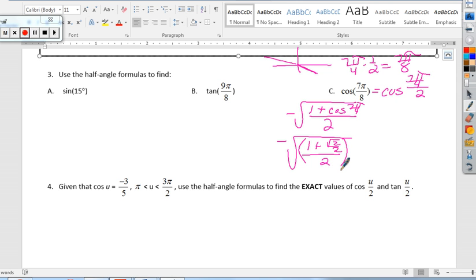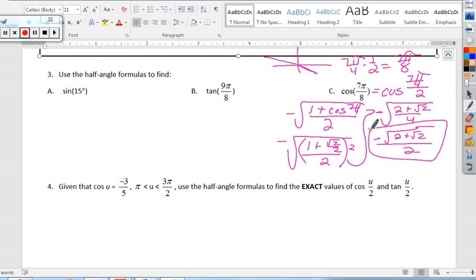Wiping out those denominators, put this up over here, keep my negative, so I'm going to have 2 times 1 again is 2. The 2 cancels here, all over 4. And again, 4 is a perfect square, so we're going to have minus 2 plus the square root of 2 all over 2 as our exact answer. And it is okay to have the radical inside of a radical for your answer.